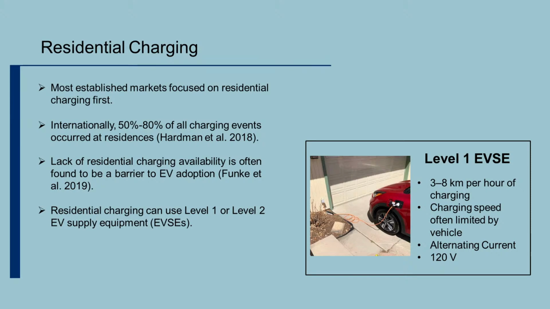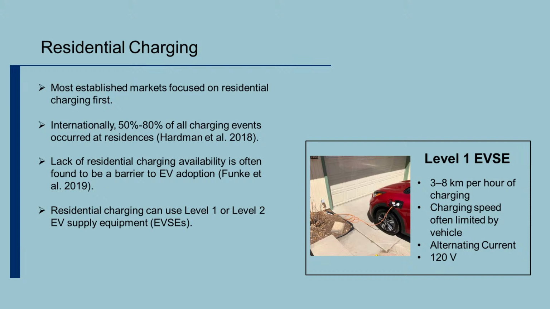When electric cars were becoming more popular, the focus was on allowing people to charge their cars at home. This means setting up a charging system at people's houses. Charging at home is a common one. Around the world, about half to four-fifths of all electric car charging happens at people's homes. This means most people can charge their electric cars where they live.